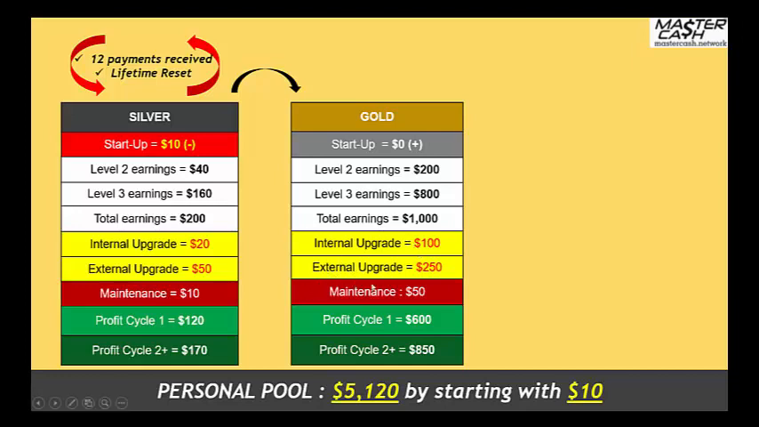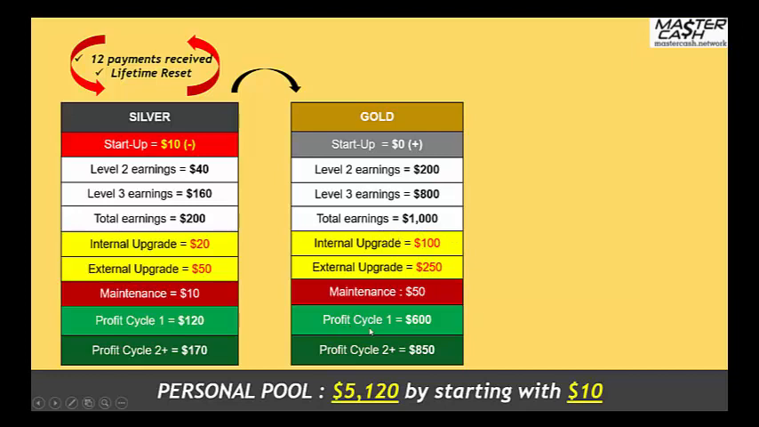Then you also do an external upgrade of $250. External upgrade means this upgrade will unlock the next mattress for you, the diamond mattress, of $250. Then you will do a maintenance fee of $50, making a total of $400. That is what you will spend out of your $1,000 that you will earn from here. Remember, this money will be paid to you by downlines, and you also make these payments to uplines. So it's what you receive that you pay people up there. There's not any money coming from your personal pocket, so to say.